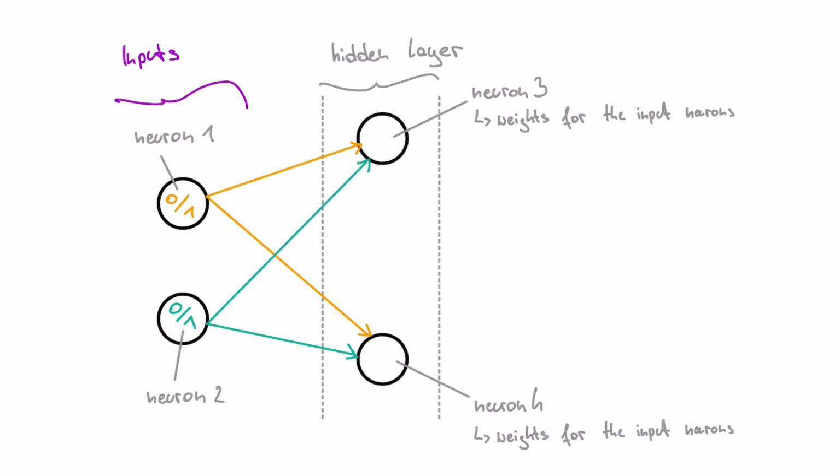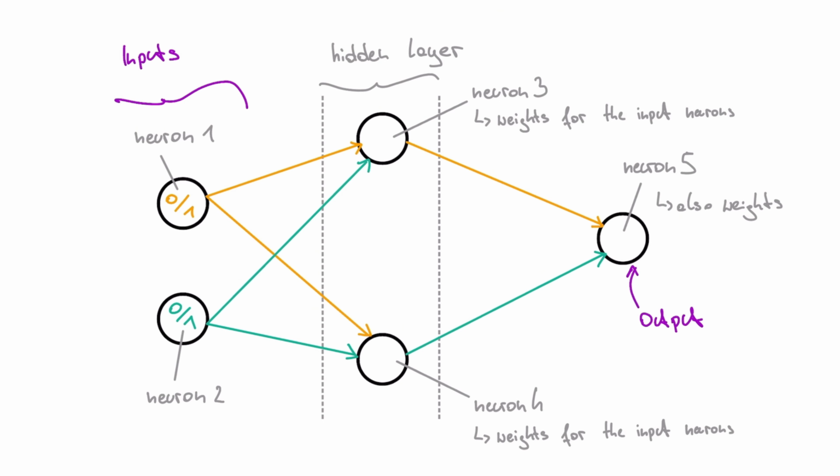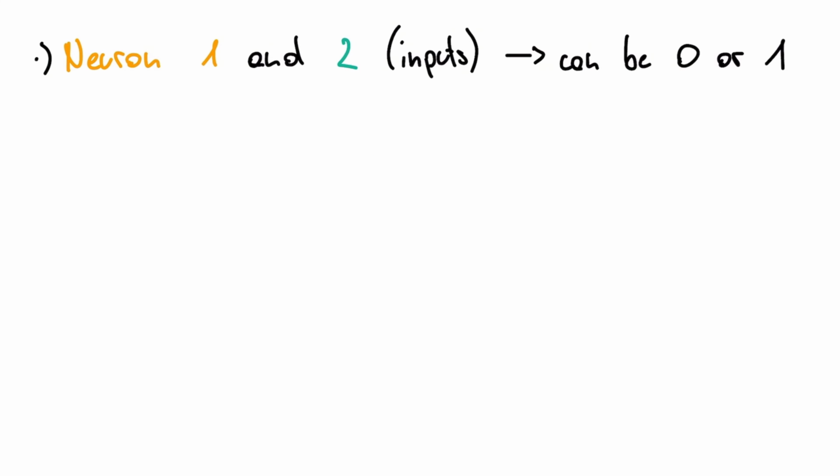And if the weight is positive, on the other hand, then neuron 3 will be more active when neuron 1 is active. And the same thing applies for neuron 4. These two neurons, neuron 3 and neuron 4, then pass on their values to our output neuron, which I've called neuron 5. Again, there are weights, and this time between neuron 3 and neuron 5, and between neuron 4 and neuron 5.